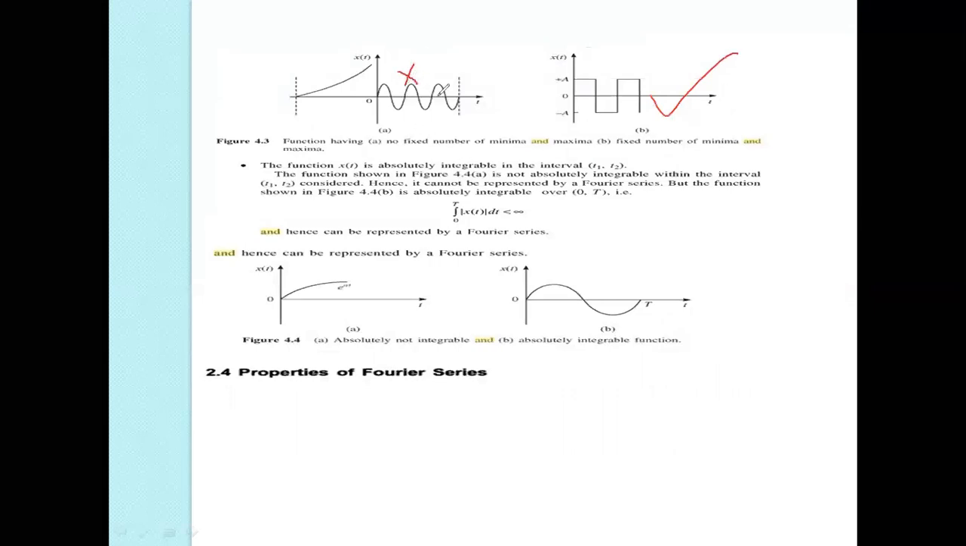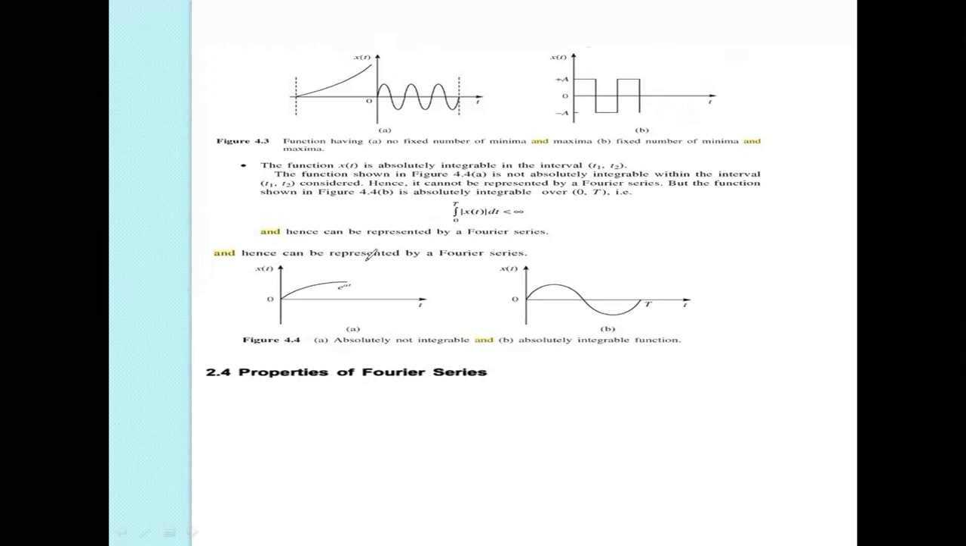The first one is not representing the Fourier series. It shows x of t goes on increasing, and again it is decreasing and increasing in cycles. But here there is a fixed maxima and minima, fixed maximum and minimum. Got it?